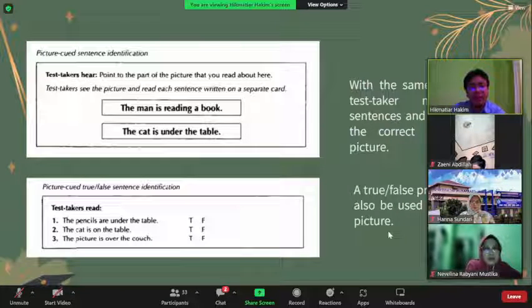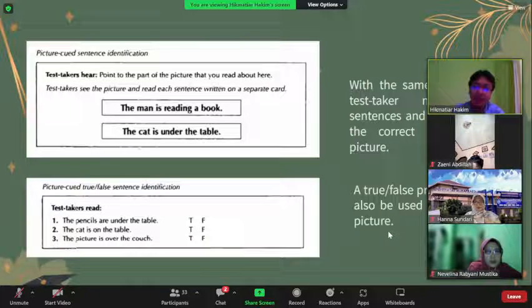And then the next one, still picture-cued, but this one uses true or false based on the picture that they get. Is it true the pencil is under the table? When they read that one, they process it and take a look at the picture. Is it true? If they understand the writing, if they could read very well, they could answer it: oh, it's true, or it's false. The cat is on the table. Is it true? If they have a good reading ability, they could answer it, circle it, just like usual.